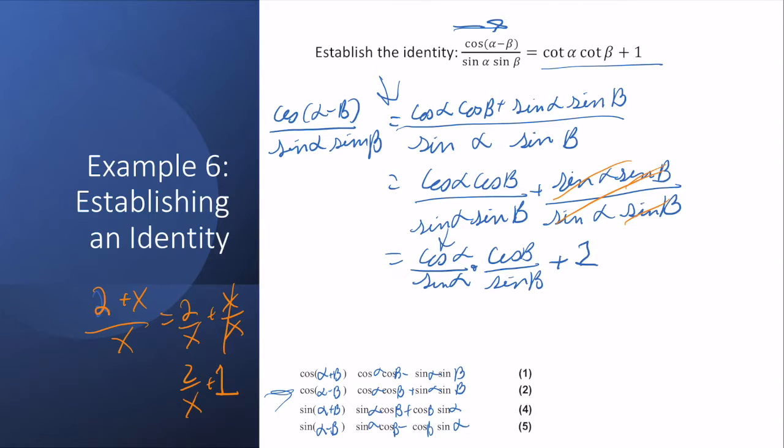Well, what's cosine of alpha over sine of alpha? That's cotangent of alpha. And what's cosine of beta over sine of beta? That's cotangent of beta, plus 1. So we have proven this identity.